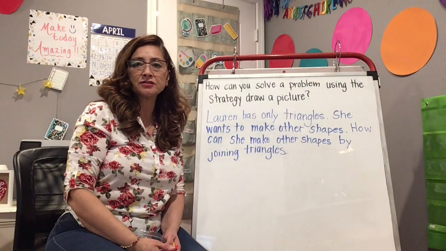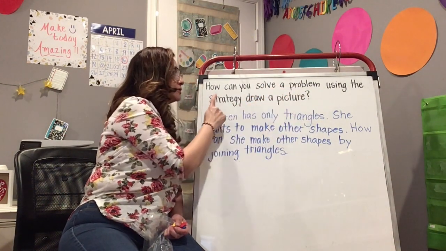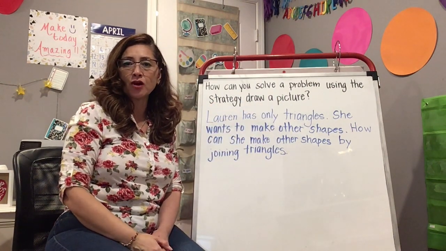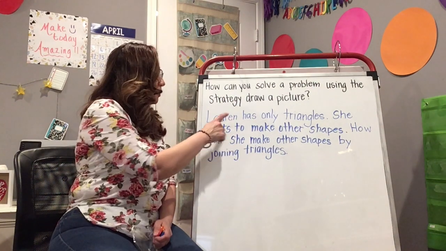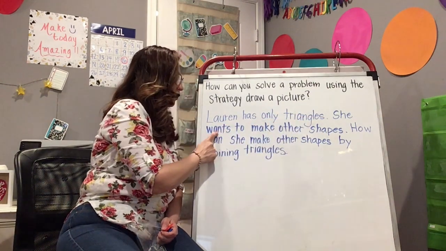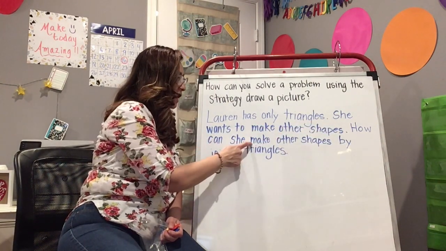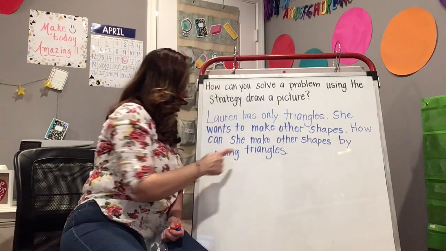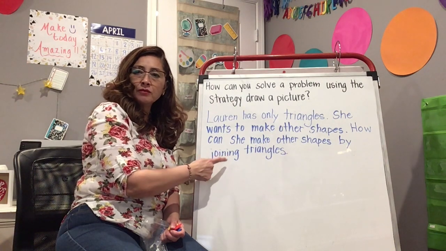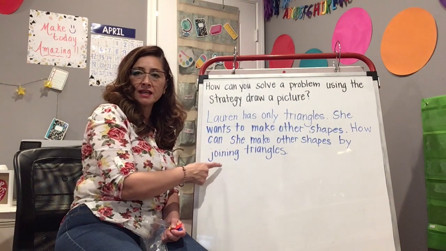Remember, boys and girls, that today we are learning how to solve a problem using the strategy, draw a picture. So let's take a look at our word problem for today. Lauren has only triangles. She wants to make other shapes. How can she make other shapes by joining triangles? Remember, joining means putting together, just like combine, putting together.